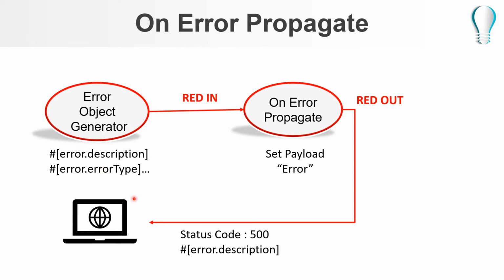In the exam, you will see a question where it says that on error propagate is used, then what will the client receive? And you might get confused that for on error propagate, payload is set to error, so the error might be sent to the client, but that is not the case. If it is on error propagate, then the error description which was set when the error object generator generated the error object, that value is passed to the client and status code is given as 500. So keep in mind, on error propagate, red in red out, and what goes to the client is status code 500 and error description, not the payload.